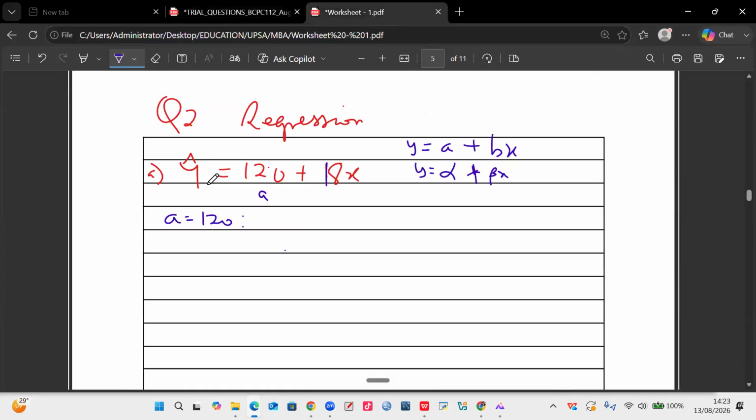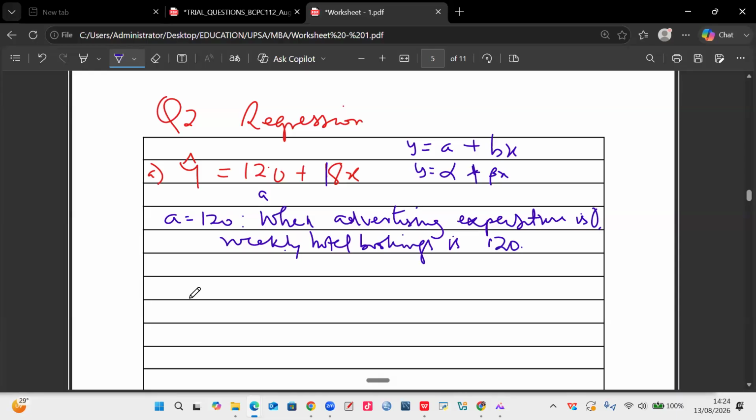So we'll say that, like I did before, when advertising expenditure is 0, you can write it this way, you can write in words, comma, weekly hotel bookings is what? 120. It's 120. That's it. So that's the intercept.